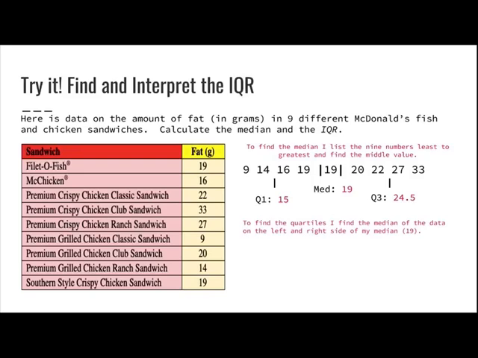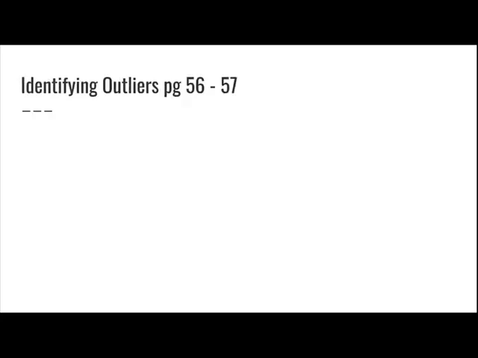Notice to find the quartiles, I find the median of the data to the left and right side of my median. Note this is not including your median. Your median is not included when you are finding your quartiles. So to find my IQR, I take the difference of quartile 3 and quartile 1.